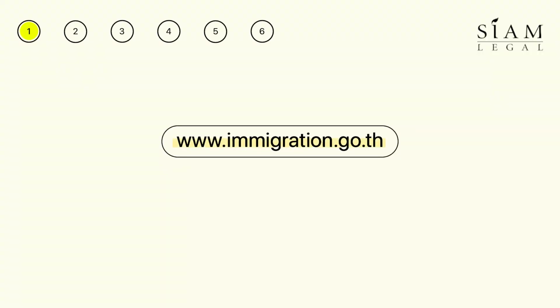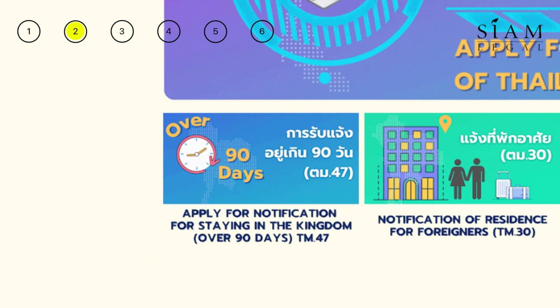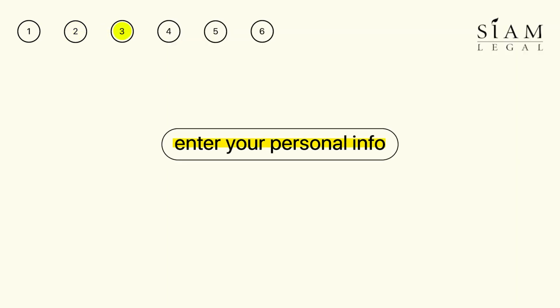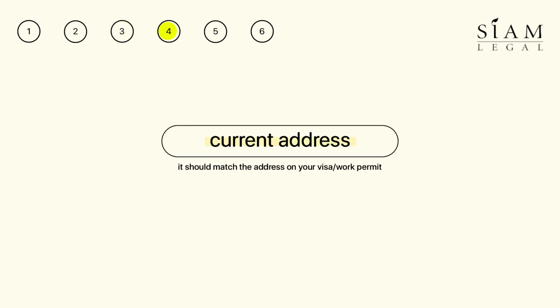1. Go to the website of the Immigration Bureau of Thailand, which I will put the link in the description. 2. Click on the notification of staying in the kingdom over 90 days icon, which is under the services section of the website. 3. Enter your personal information, including your passport number, visa type, and the expiration date of your visa. 4. Enter your current address in Thailand, which should match the address on your visa or the work permit.